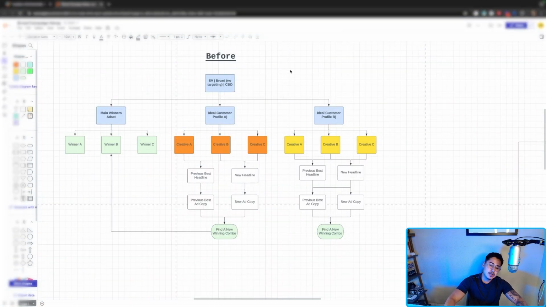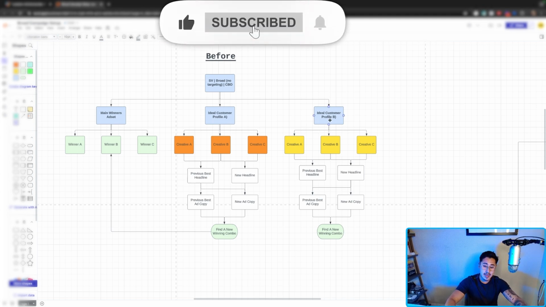So budget was set at the campaign level via CBO. We had a main winners ad set, and then we had two ad sets that mainly were our testing ad sets where we're just trying to test different ideal customer profiles. For example, we might hit males that are ages 25 to 45 in this demographic. Then we might have women that are aged 25 to 45 in that category.